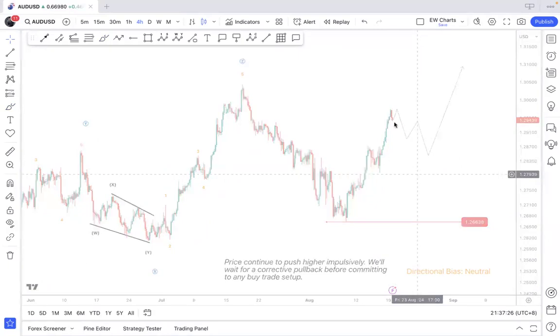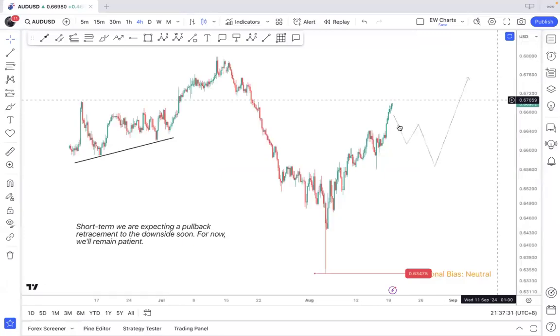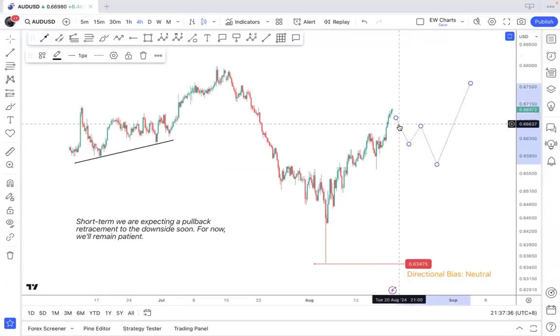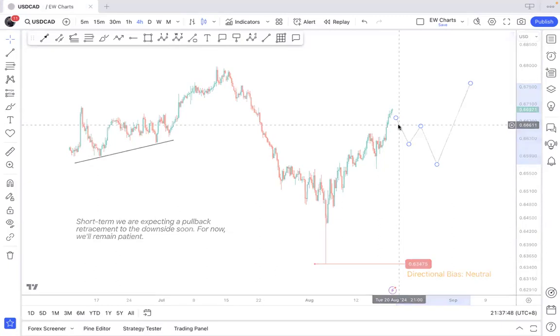Aussie dollar is very much slow. To the upside, I think we'll just be patient and wait for a decent corrective pullback before committing to any particular trade. So this week, the Aussie dollar would likely just remain neutral, remain patient, and wait for price to develop first.